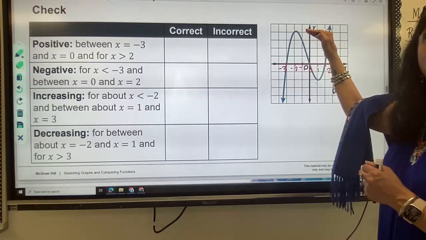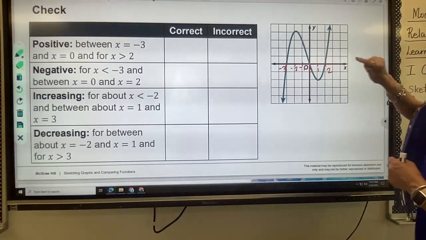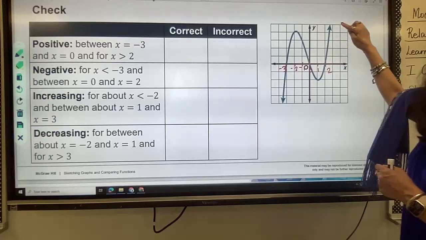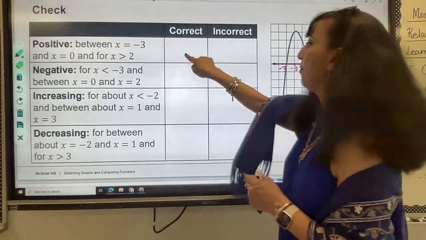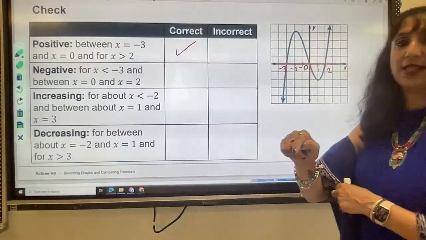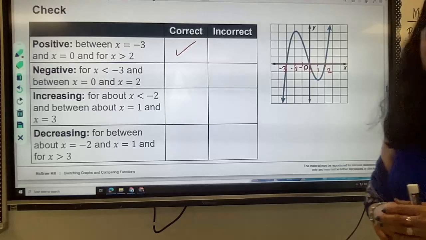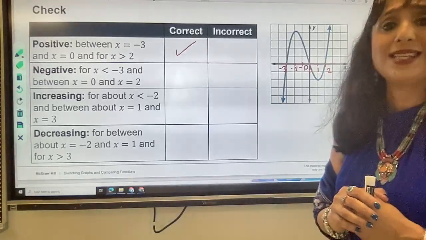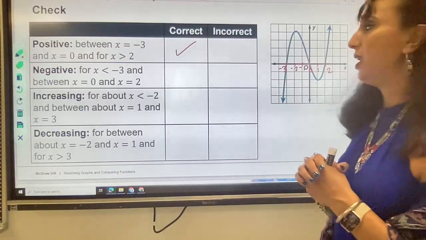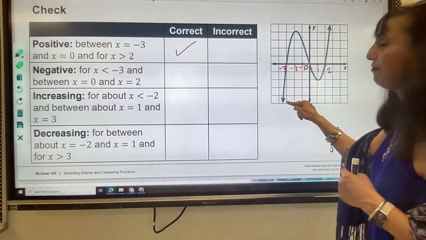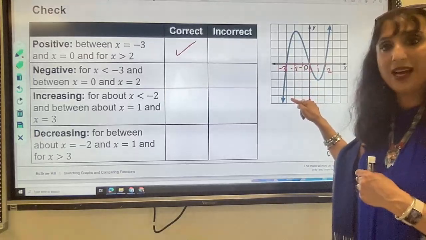And it's saying for x greater than 2. So if x is greater than 2, is this line going above the x-axis? Yes. So the first statement is correct. Let's look at the second statement. Negative for x less than -3. So less than -3, has the graph gone down? Yes, it is negative here.